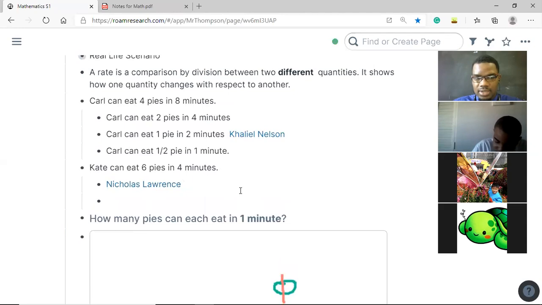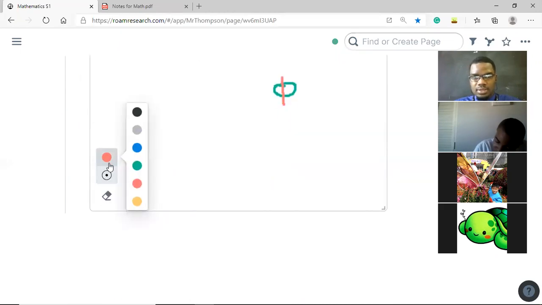Okay, so if we're cutting in half, right? So the time would also be cut in half. So that would be 2 minutes. Right, so let's draw the 6 pies.